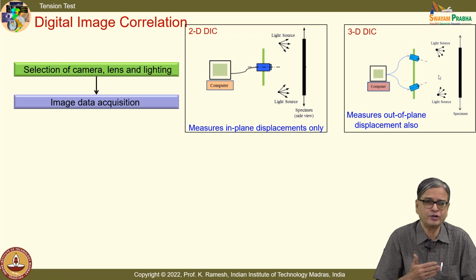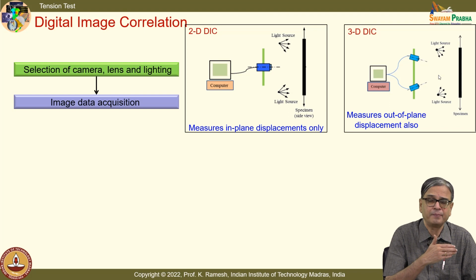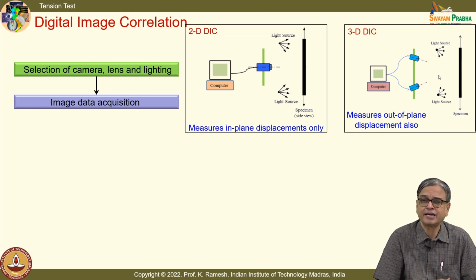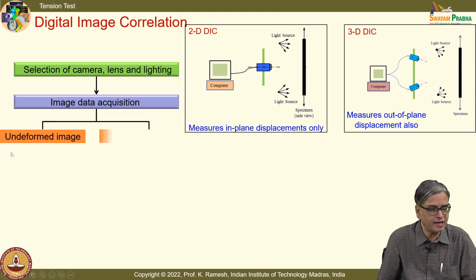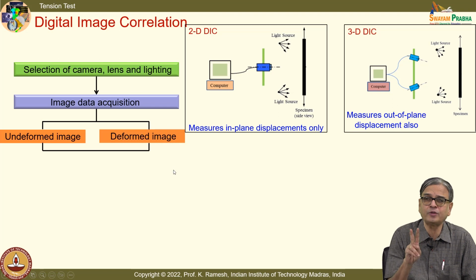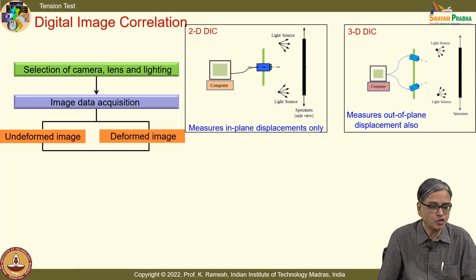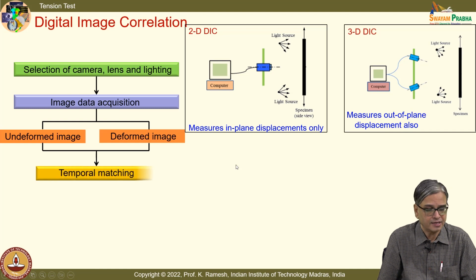And people have shown later, when you want to make strain measurement, only if you make the depth measurement, it improves the accuracy. And what you do is you record an undeformed image, you record a deformed image. So, you need two images for analysis. I would also like you to draw this flow chart that gives you a summary of what the important components are.